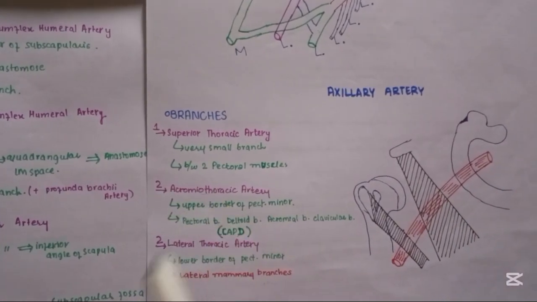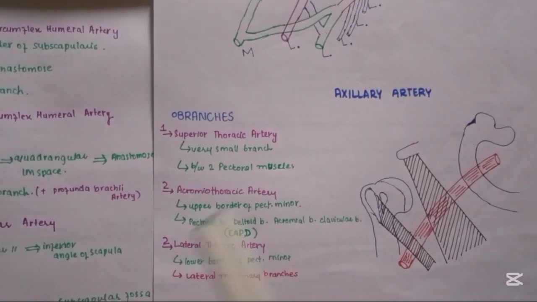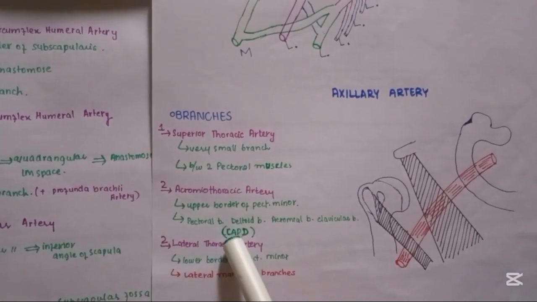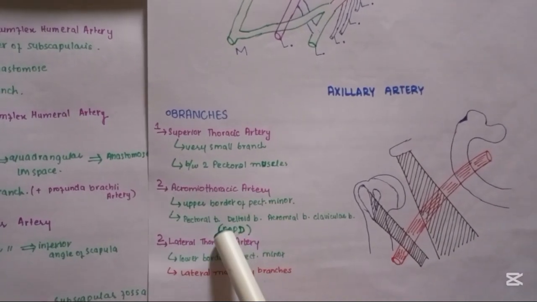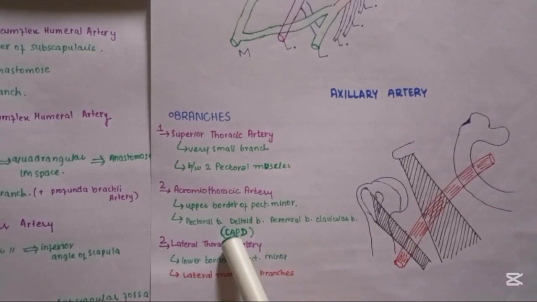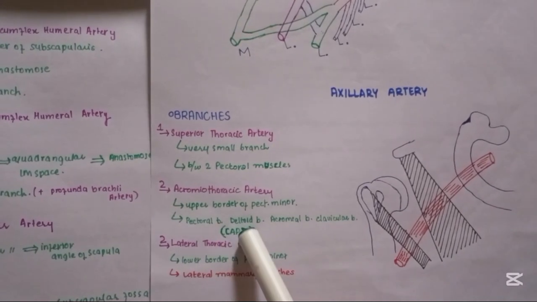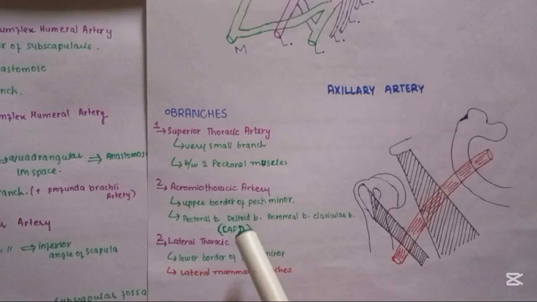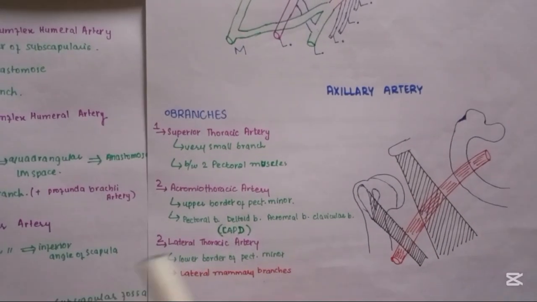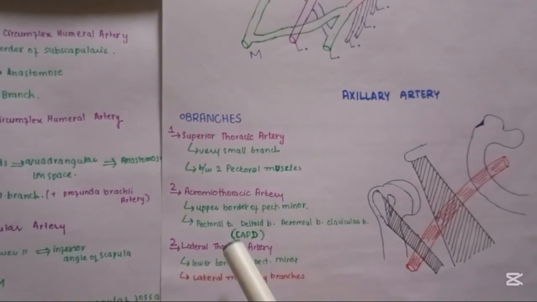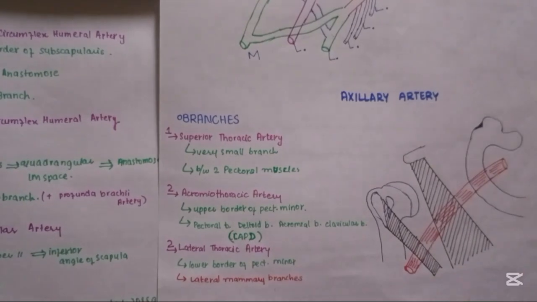When I talk about acromiothoracic artery, four branches should come in your mind. CAPD, capped. One is your clavicular branch, A for acromial branch, P pectoral branch, D deltoid branch. And remember one line about each of them. Like the pectoral branch, it supplies the pectoral muscles.